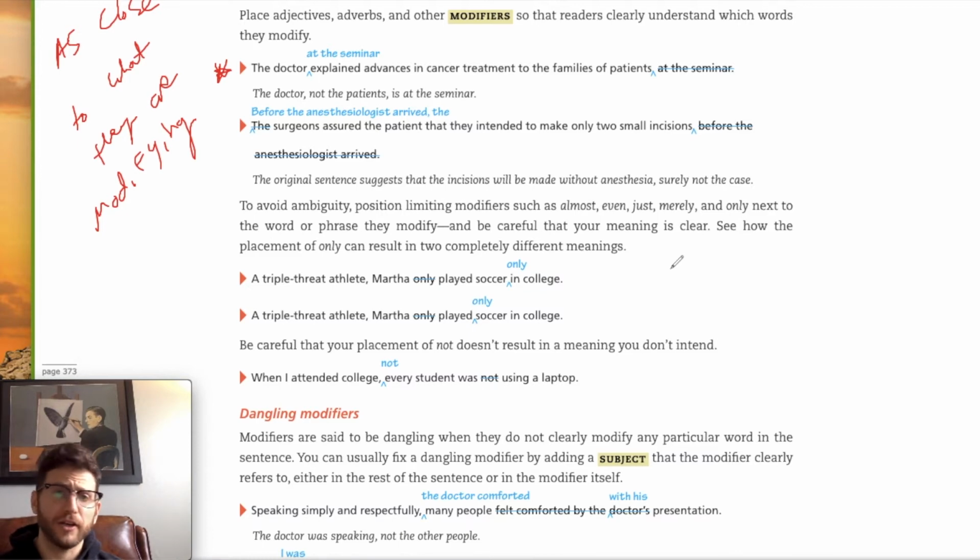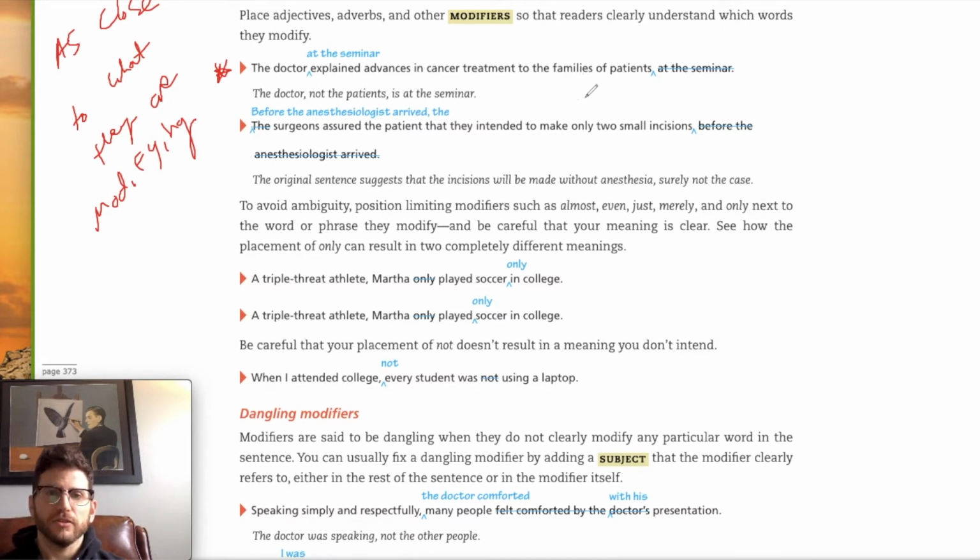Now, could we also say, at the seminar, the doctor explained advances? Yeah, you could. Immediately before and immediately after. And I think in this case, before or after, at the seminar, the doctor explained, or the doctor at the seminar explained, they both work in this case. Not a problem there. So whether you put at the seminar before doctor or after doctor doesn't matter. Up to you. But the rule still applies. We want at the seminar to be as close to doctor as possible. Okay. Now, that was a case of a prepositional phrase acting as a modifier being in the wrong place.